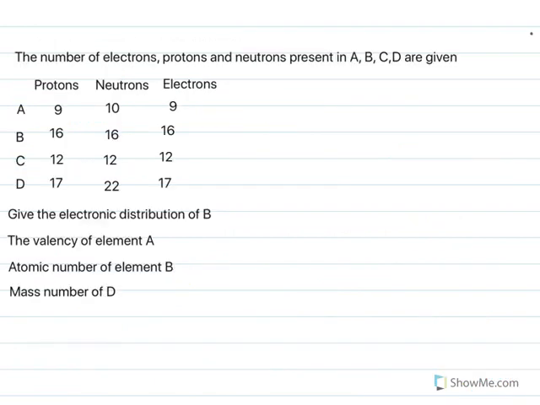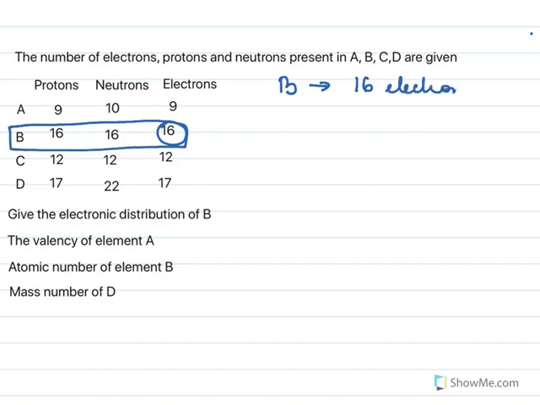The number of protons, electrons and neutrons are given below. Give the electronic distribution of B. Now, so this is B. We have to write its electronic distribution. So if you see, B has got 16. B has 16 electrons. So configuration will be 2, 8, 6. Now this was question 1. Now we'll go to question 2.